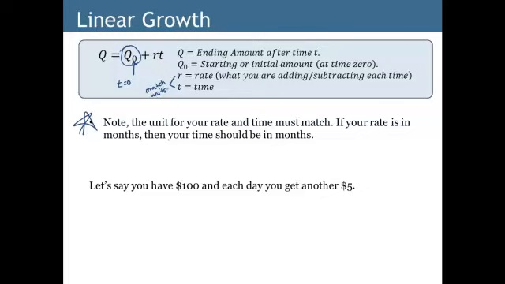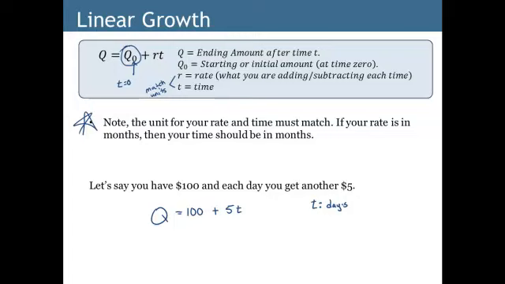So let's say you have $100 and each day you get another 5. So Q equals, well, what's my starting amount? $100. And then my rate, $5 per day, and so 5 times T. We don't know T, that's the input. It's a good idea over here to remind us though, T is days, because my rate is in days.